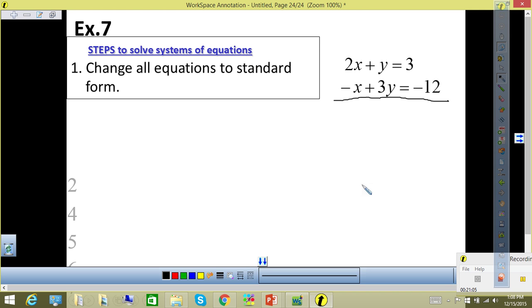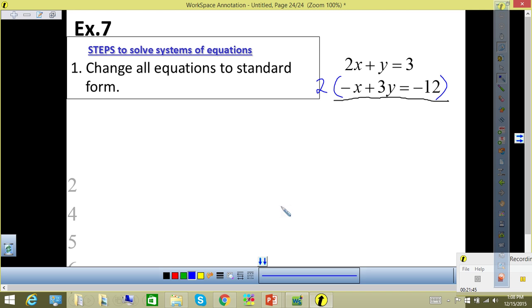But does a variable have the opposite sign of the other? Which variable has the opposite sign? Therefore, what can I do to this equation? Everyone? Multiply by 2. Everybody see that?